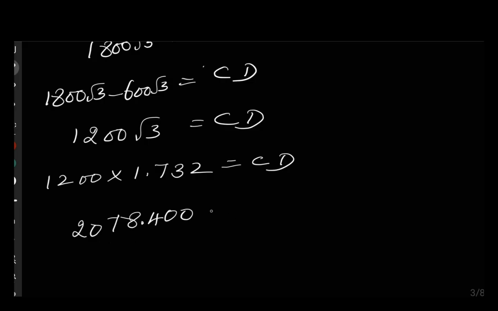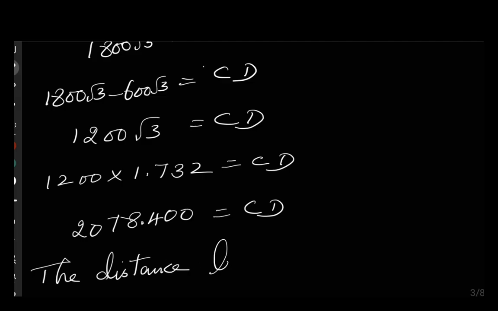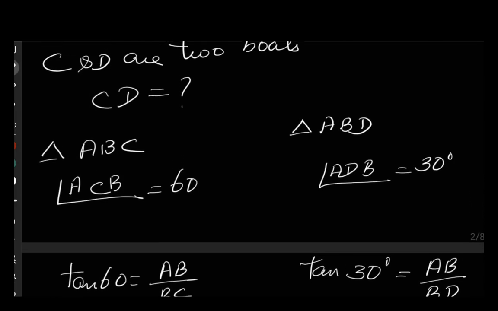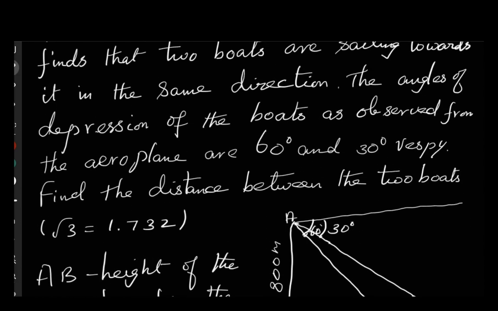So 2078.400 is CD. What is CD? The distance between the two boats.